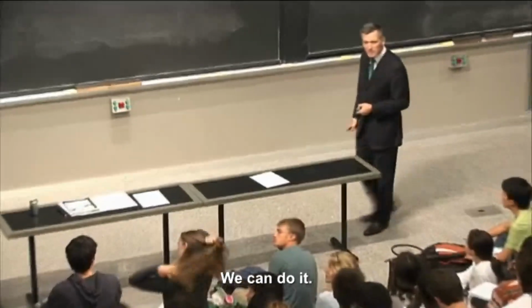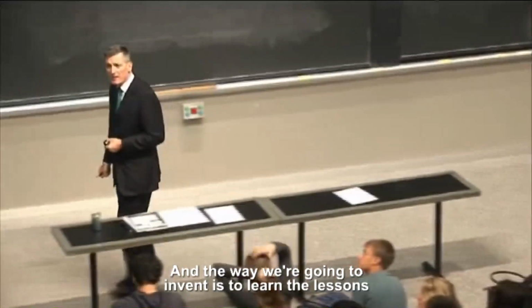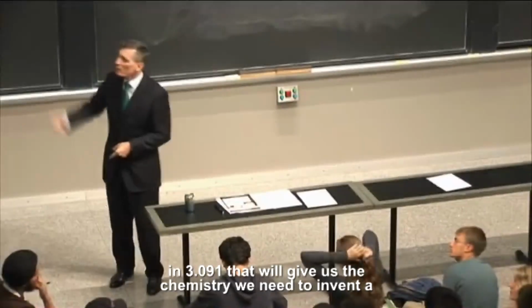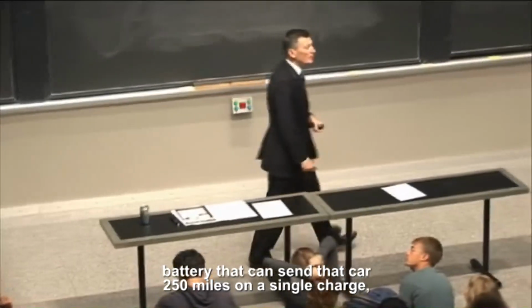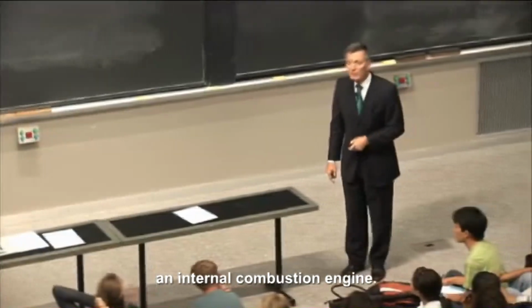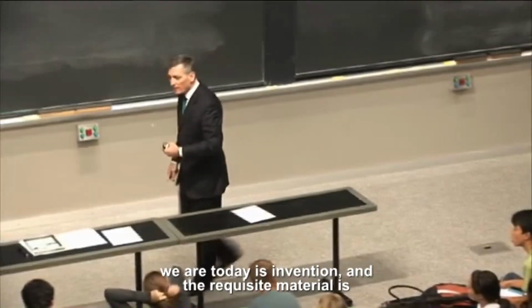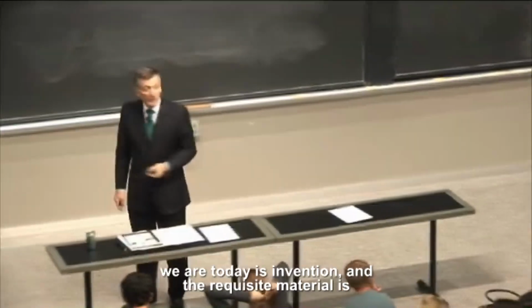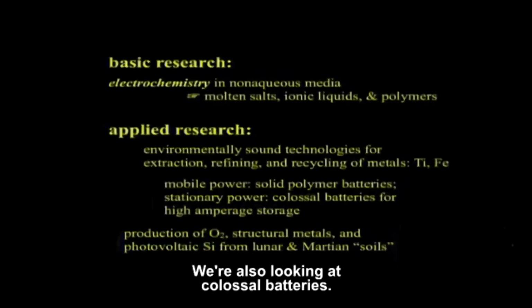We can do it. How? By inventing. And the way we're going to invent is to learn the lessons in 3091 that will give us the chemistry we need to invent a battery that can send that car 250 miles on a single charge and put it in a showroom for the same price as a car with an internal combustion engine. The only thing that stands between that image and where we are today is invention. And the requisite material is right here in this class. We're also looking at colossal batteries, store the grid, enable renewables, wind, solar.